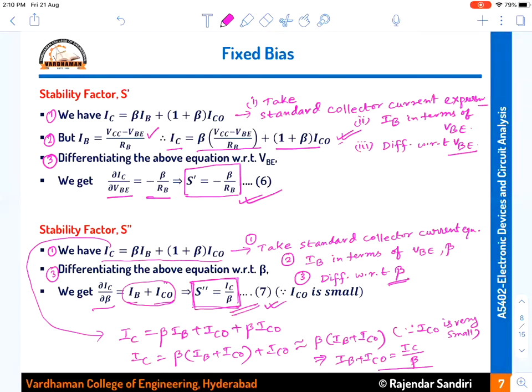So yes, S double dash, S dash. All these three parameters we have derived for the fixed bias circuit. And in the previous slides, we have derived the operating point also. VCEQ and ICQ we calculated from the base circuit and collector circuit. I hope you understood the fixed bias.